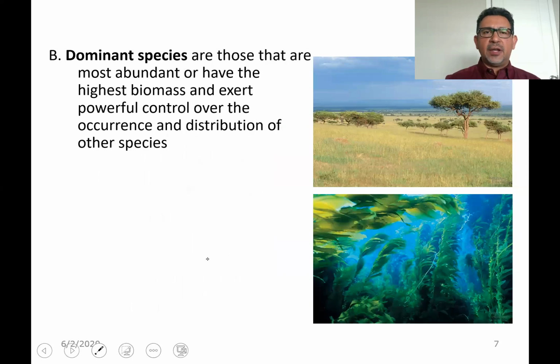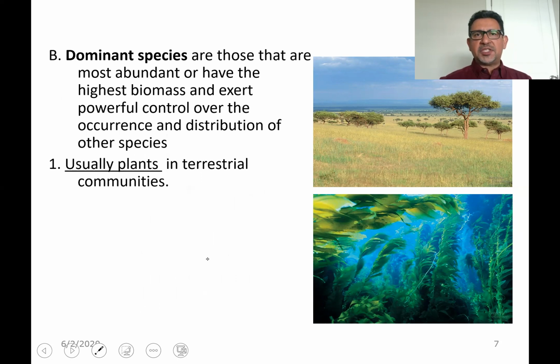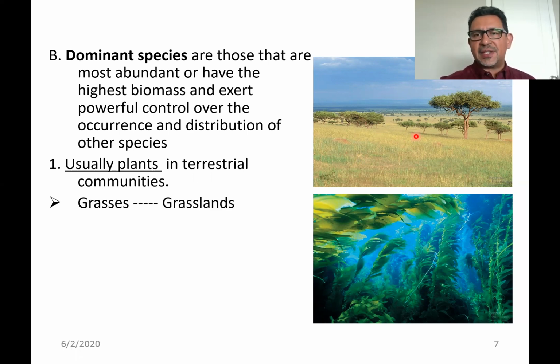Another characteristic of communities is going to be the nature of the dominant species. So when you go to one place, inevitably there's going to be one type of organism that seems to stand out more. That is usually going to be plants in terrestrial, and what I mean by terrestrial is land communities. When you think about a place like the one in this picture here, you see all the grasses. This type of community will be named a grassland community.